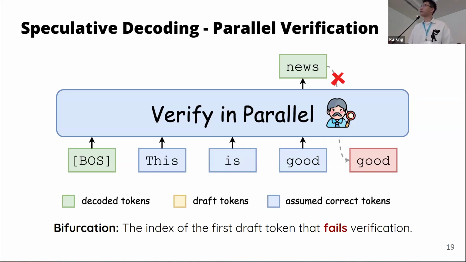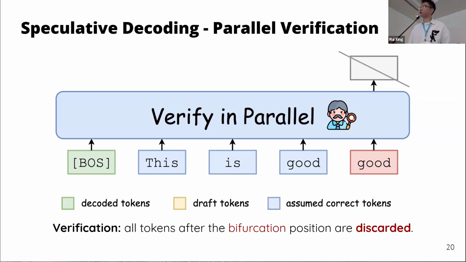Well, we assume that the first 3 draft tokens are correct. This is good, right? And given the BOS token and this is good, the target large language model will generate its own output, its original output, news. And the token news is not the same as the draft token good. So we say that the first draft token fails the verification, and we call this position the bifurcation position. The bifurcation position means the index of the first draft token that fails the verification process.